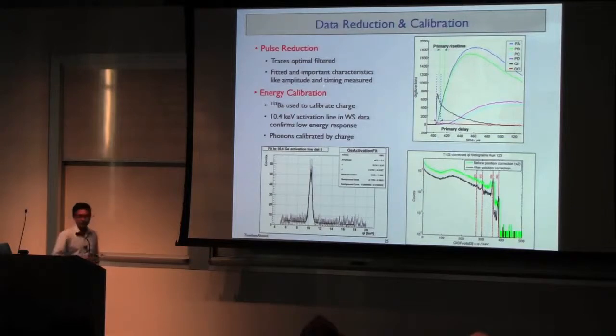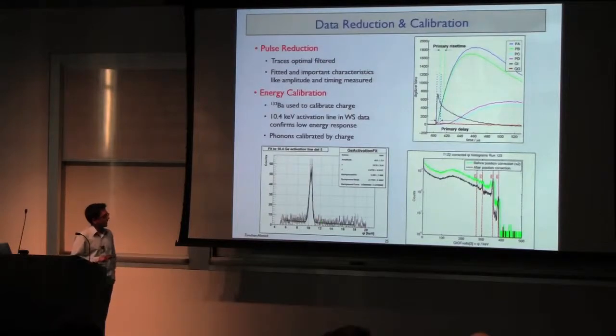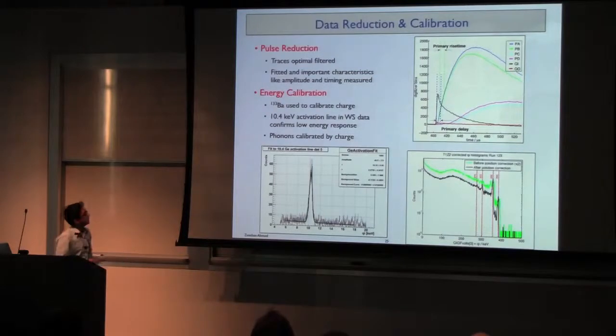Then for energy calibration, I told you we were taking a lot of that barium data. That barium data has lines at high energy, in the 300 to 400 keV range. So using the lines, we set the total energy scale. Then we go back and look at the low energy scale by looking at an activation line in germanium in the WIMP search data. That helps us confirm that our energy readout is linear. And once we've calibrated the charge, we can use the charge to calibrate the phonons. That's how you do the energy calibration.